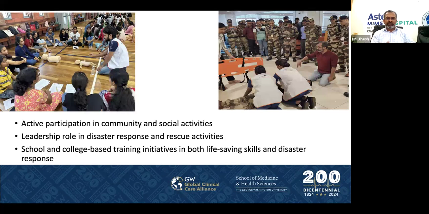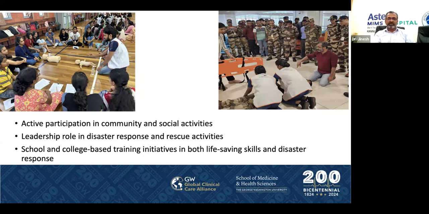So we make sure that there is active participation at the community level. There are social clubs, there are schools. There is something called the student police force in Kerala. There is a national service scheme in various educational institutions. We make sure that we involve all these people in our community and social activities. And we take up a leadership role in the disaster response industry, not just in giving medical care, but also in rescue activities as well.